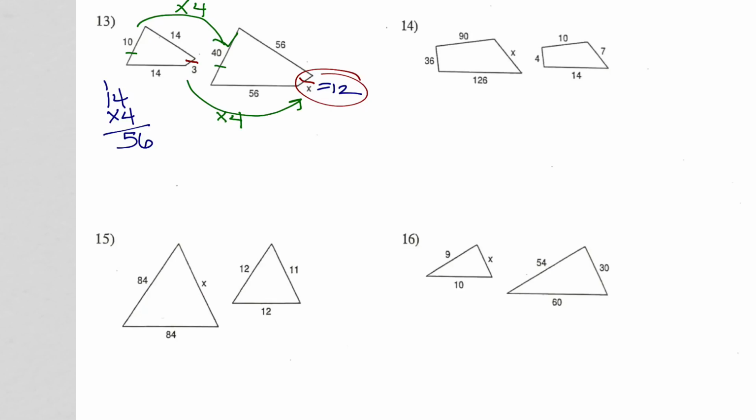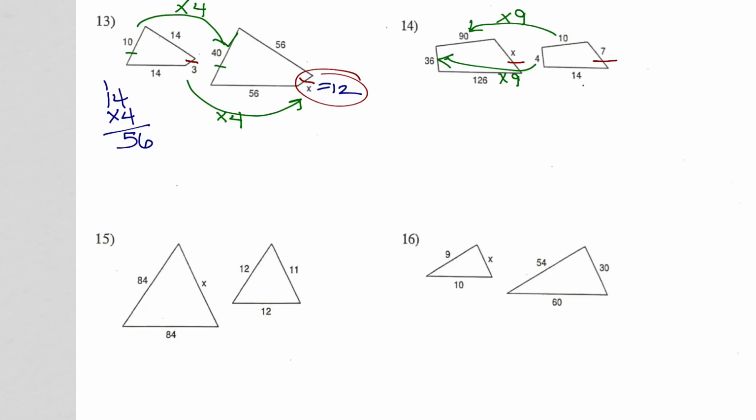Okay. Corresponding sides, looking at the figures, I can see clearly that x and 7 must be corresponding sides. And it looks like 4 and 36 has a multiplier of 9. 10 and 90 has a multiplier of 9. Let's see, that's got a multiplier of 9.